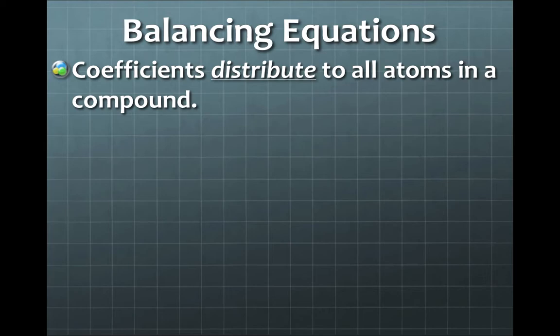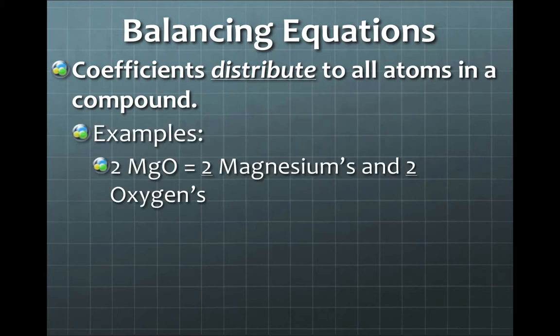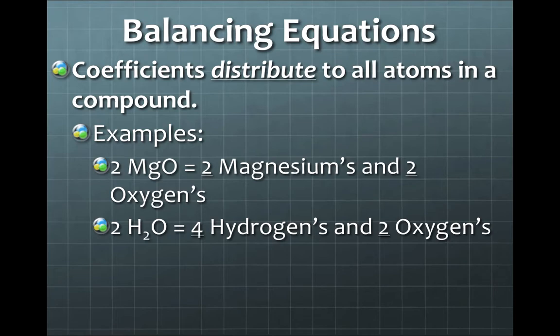Now, when a coefficient is placed in front of a molecule, it gets distributed to all of the atoms in that compound. Okay, so for example, 2MgO means I have 2 magnesium atoms and 2 oxygen atoms. If I have 2 water molecules, it means I have 4 hydrogens, 2 oxygens. The 2 distributes. So 2 times 2 gives me 4 hydrogens.